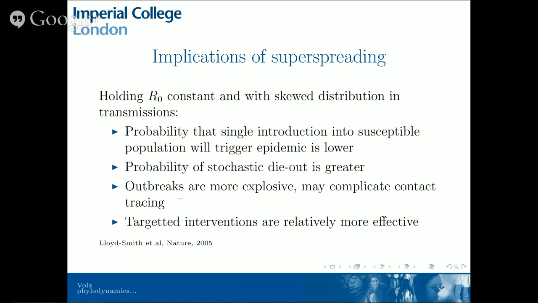However, if an outbreak or an epidemic does happen, it's likely to be more rapid and more explosive, and that would complicate contact tracing efforts. It's also the case that in an epidemic with superspreading, targeted interventions are likely to be relatively more effective. So if you actually did have some way of identifying people who are at greater risk of transmitting, then it would certainly make more sense to focus on them.